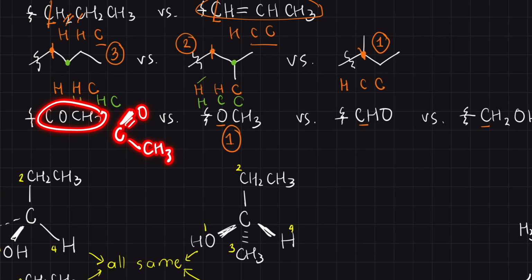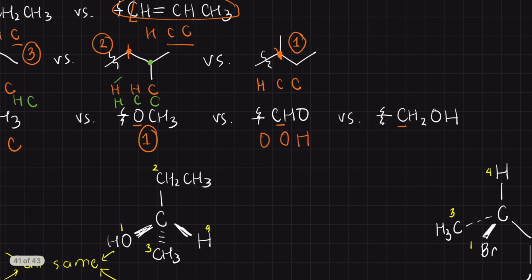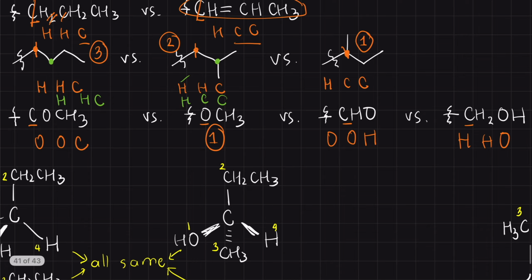C, double bond O, CH3. So that would be O, O, C. Let me write that again. O, O, C. CHO, hopefully you are aware, is the shortcut of an aldehyde. So that would be C double bond OH. So that would be O, O, H. And alcohol, it's easy to expand this: CH2OH. So that would be H, H, O.